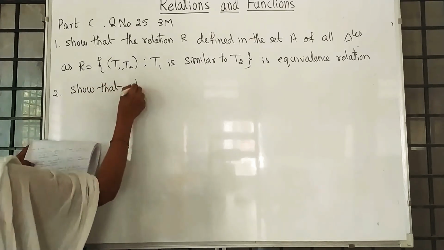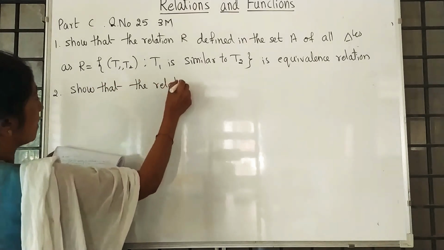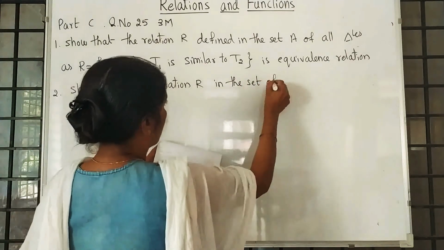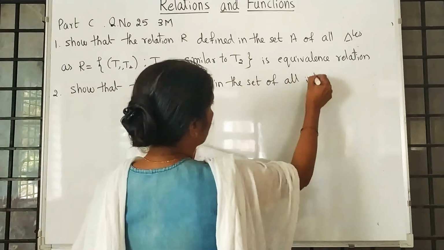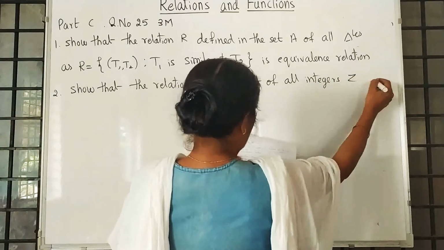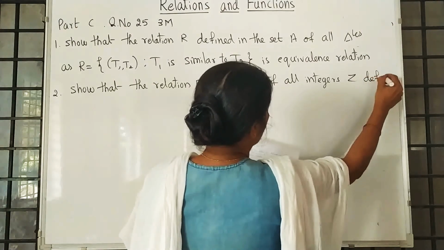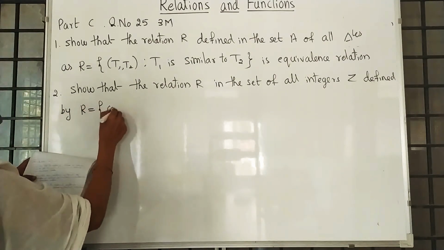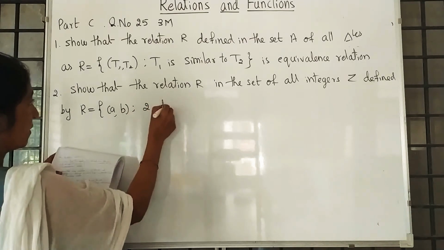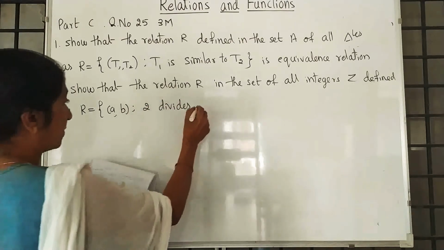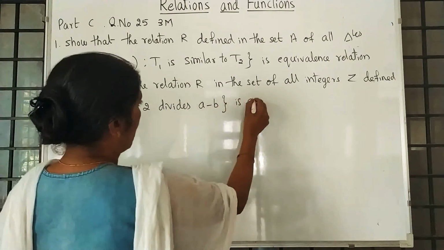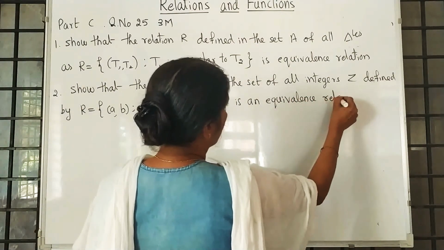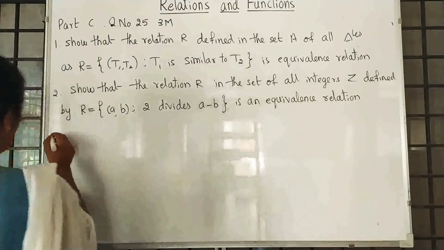Show that the relation R in the set of all integers Z defined by R is equal to A, B, 2 divides A minus B is an equivalence relation. Third one.